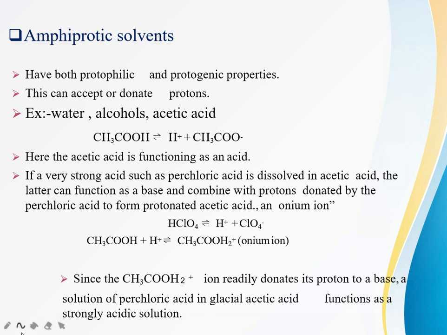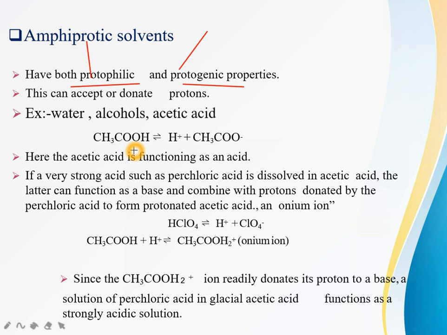Next is the amphiprotic solvents. From the name itself, amphiprotic means they have both properties. That means they are both protophilic as well as protogenic. Protophilic means they have a proton-accepting nature, while protogenic means they have a proton-donating nature. They can accept or donate protons. Examples are water, alcohol and acetic acid.